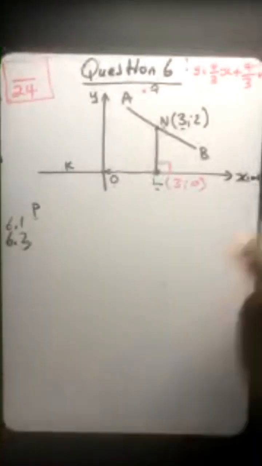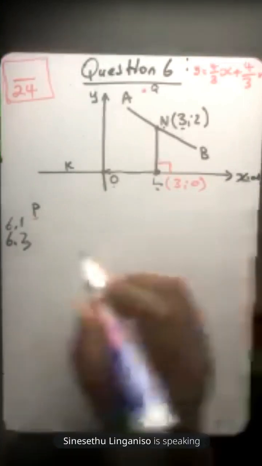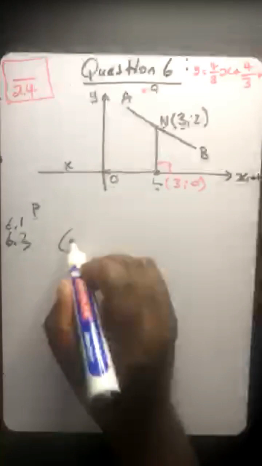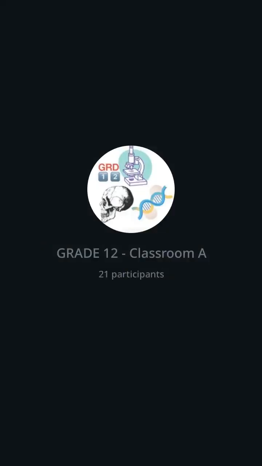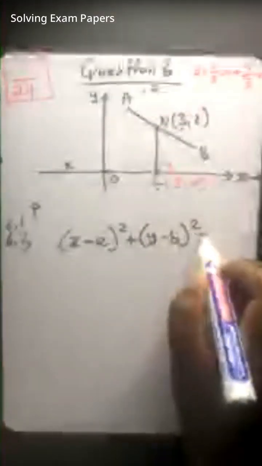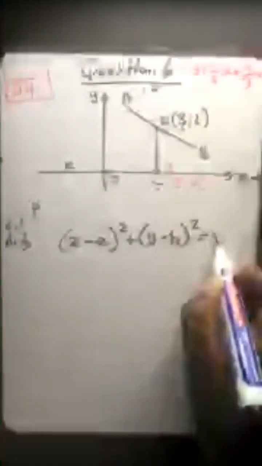Let's see. Determine the equation of the circle with center N in the form x minus a squared plus y minus b squared.